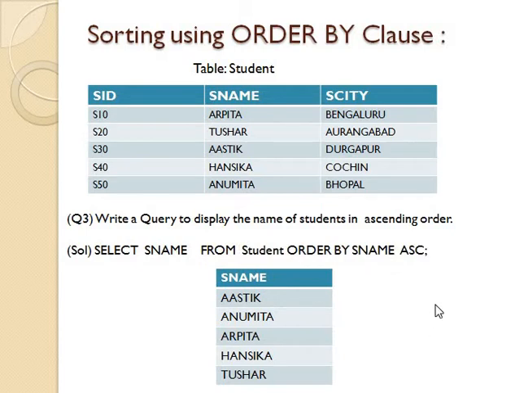Now look at this example. The same query can also be written as select sname from student, order by sname, and then the keyword ASC followed by a semicolon. Now note that this keyword ASC has been newly added to arrange the column sname in the ascending order. The column sname contains the list of names of students and they are arranged in ascending order of alphabetical series due to the inclusion of the ASC keyword.